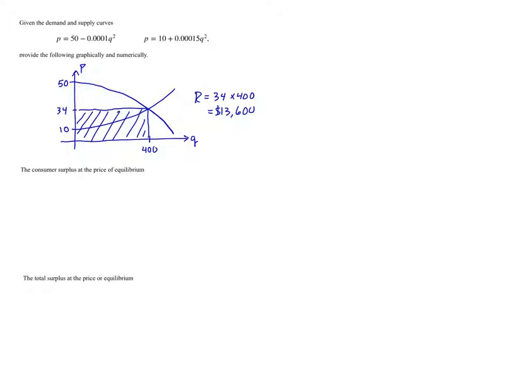We next want to determine the consumer surplus at the price of equilibrium. So I'll begin by giving a quick sketch of what it is that we're looking for. What we're actually looking for is going to be the money that remains in the pockets of the consumers because they only had to pay a price of $34. That is represented by this shaded area here.